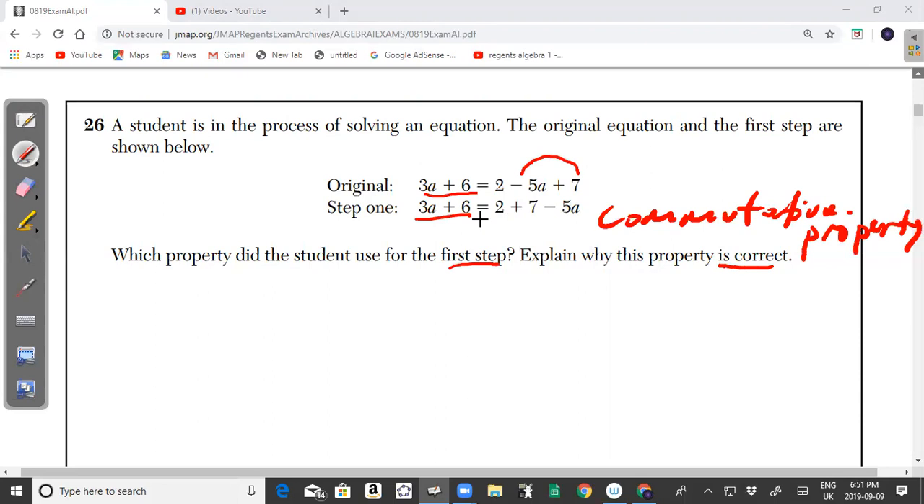Because, of course, if you have 2 plus 7, that's the same thing as 7 plus 2. The order is not important here as it relates to this property. So to answer the question, we could say that it's the commutative property.